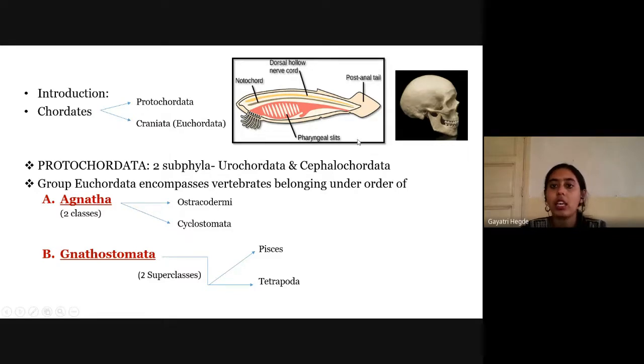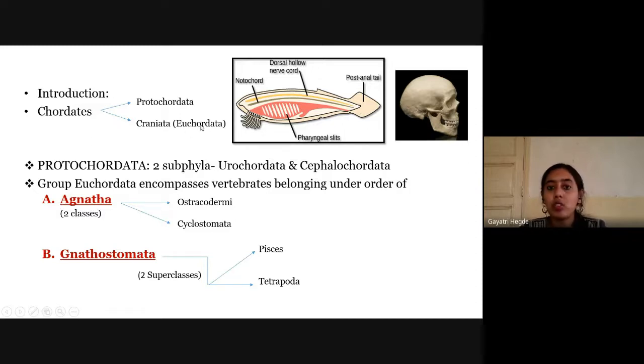But still, I gave you a quick basic information because I don't know if the ma'am has covered this portion, and if you don't know this, you won't understand what comes ahead. So uro means tail. So the notochord is present only in the tail portion of that animal, and those animals are included in Urochordata. Whereas cephalo means head. So the notochord, as you can see over here, extends from the head region towards the entire body length. Okay, this is a quick revision.